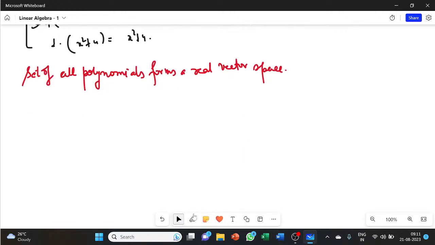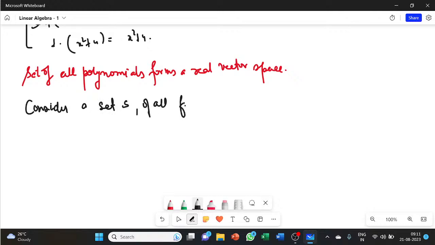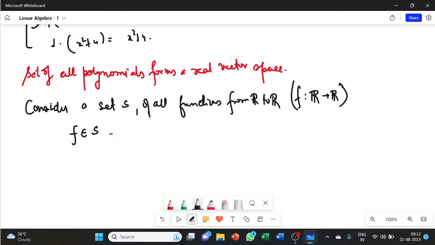In fact, a bigger generalization would be this: let us consider a set S of all functions from R to R. So we are considering all the functions from R to R, and we define something called addition of functions.